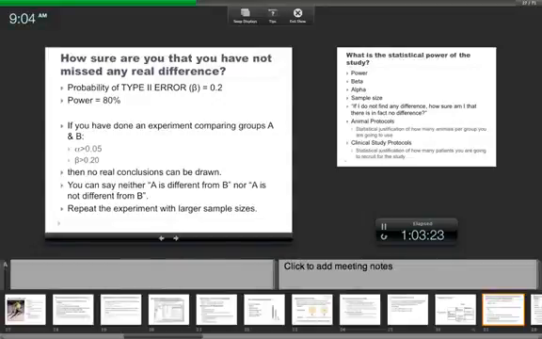So you have to repeat the experiment with a larger sample size. That is why it's very important to calculate what sample size you need ahead of time, so that you do your experiment once, do it right, and get it done. Otherwise, you're wasting your time.